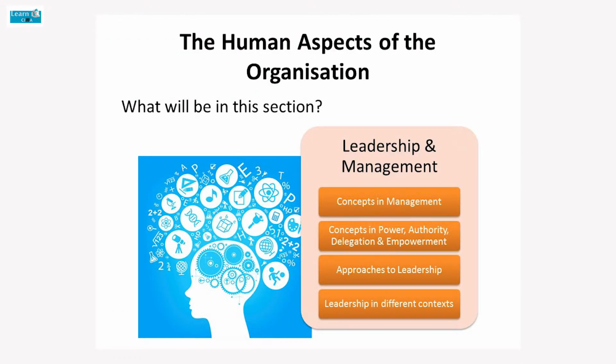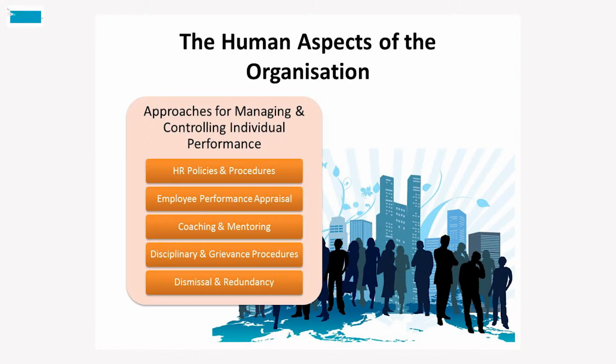Looking deeper at the next part of the syllabus around the human aspect of the organization, we are going to come up against topics such as concepts around power and authority and delegation of authority, concepts around leadership and different styles of leadership, and leading in different contexts within an organization. There is also a very strong HR component to the human aspect, where we will be dealing with HR policies and procedures, hiring, firing, and grievance procedures. All of these elements will be covered under the human aspect of the organization.